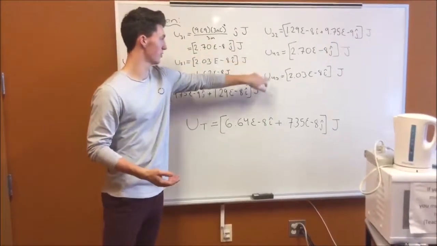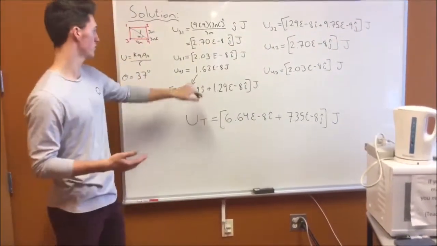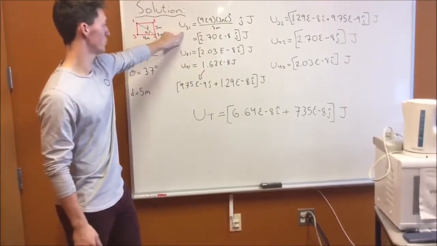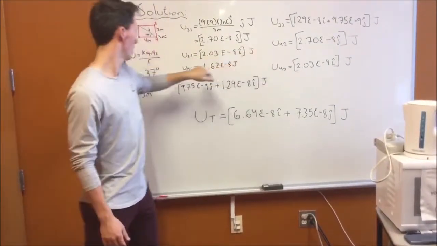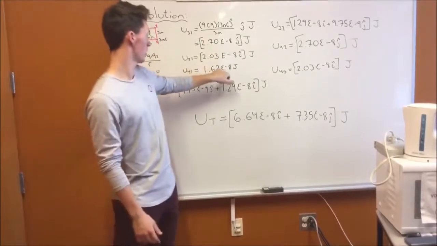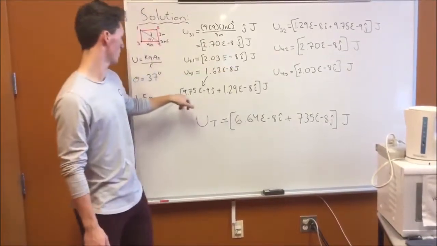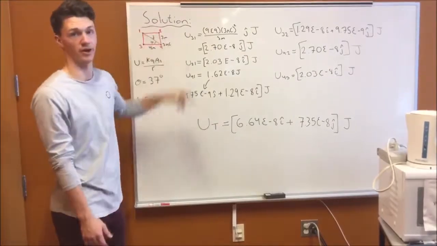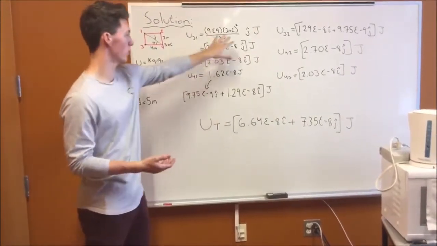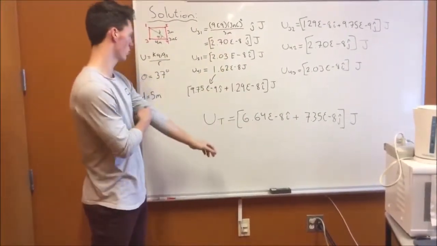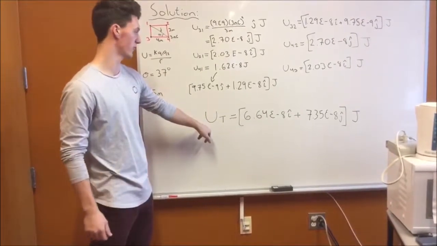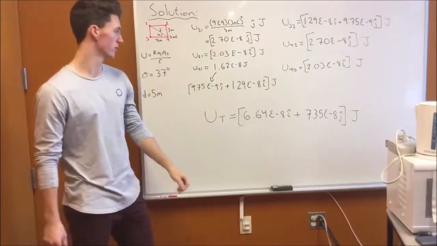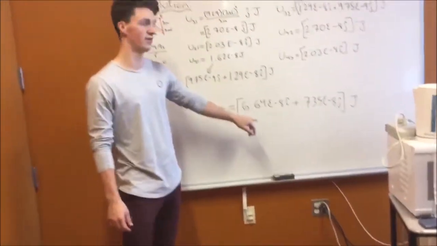And then the same can be said for these ones as well. The values each match with one of them. So U31 matches with U42, and then U21 matches with U43, and U41 matches with U32, just based on how they are in our diagram. And then when you add all the components together, you get our total electric potential energy being 6.64 e to the negative 8 I plus 7.35 e to the negative 8 J.